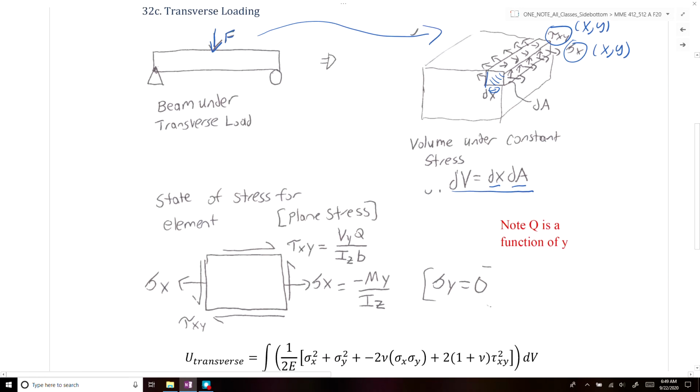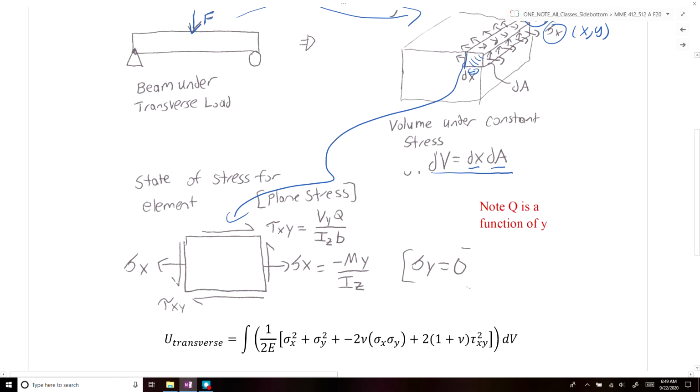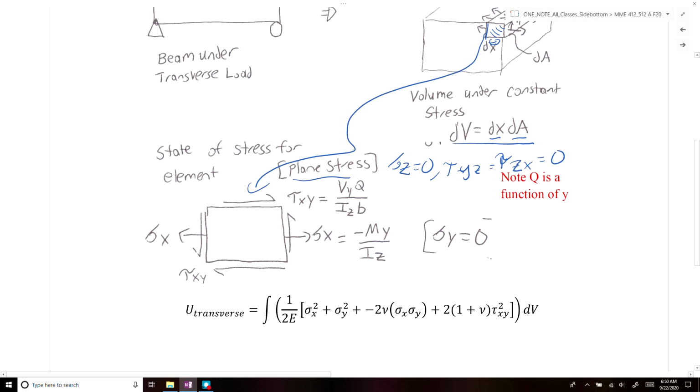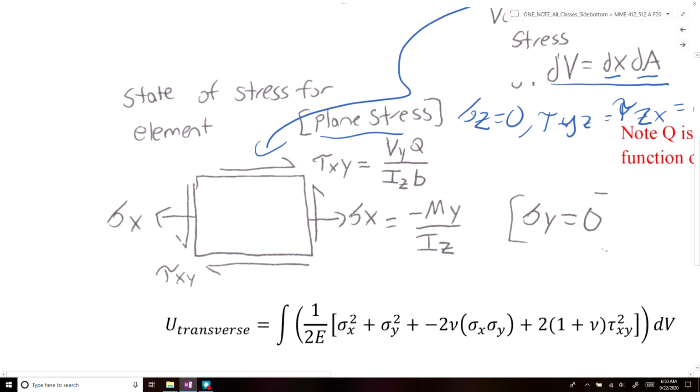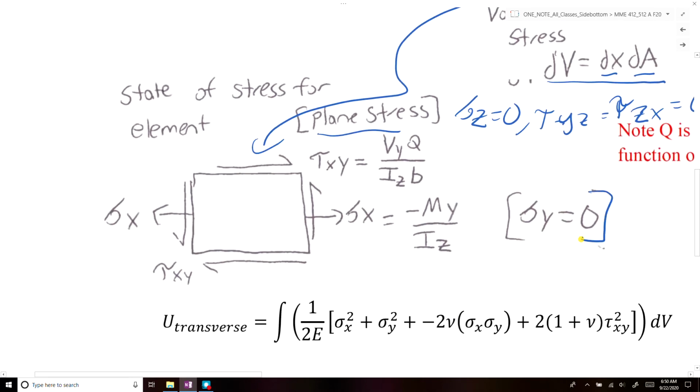If we look at this element here, we know that this element will be under plane stress, so there's no stress along the z direction. So our stress element looks like this. We can also say that there's no stress being applied along the y-axis, so sigma y is going to be equal to 0 in this case for transverse loadings.